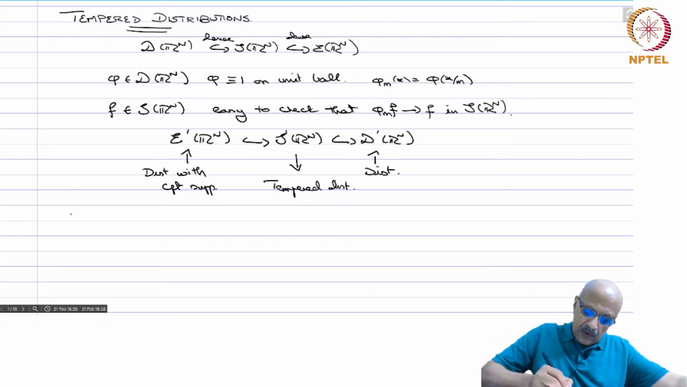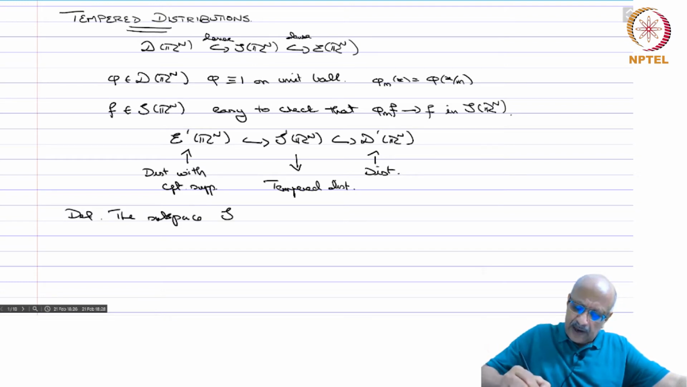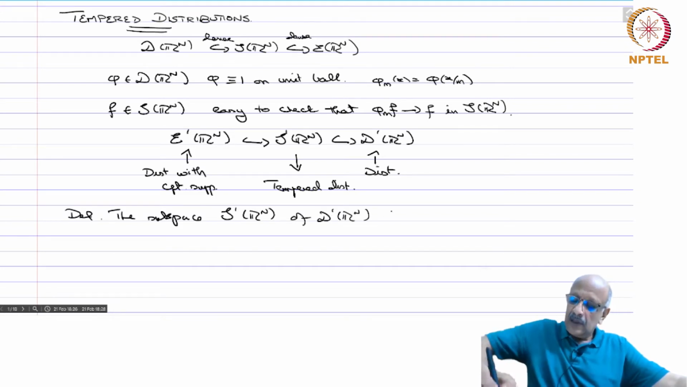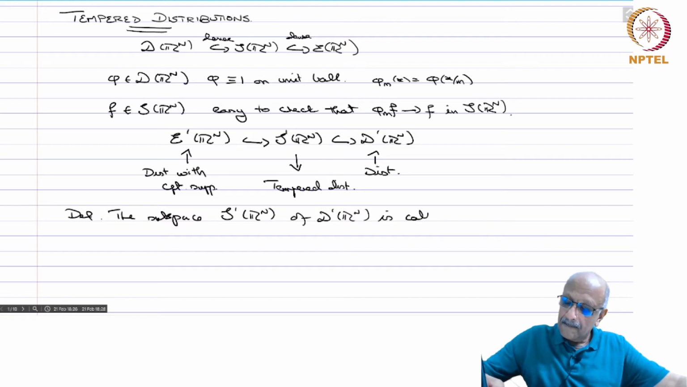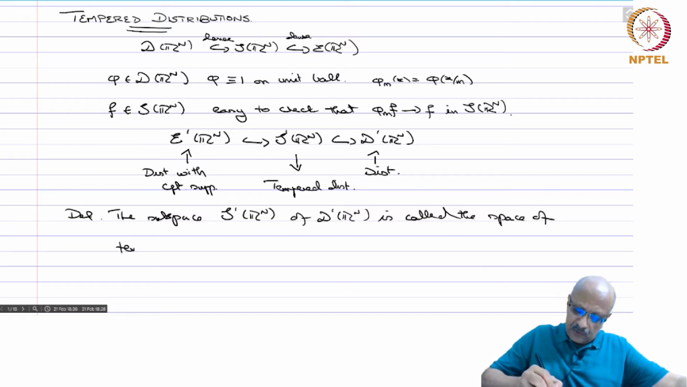Okay, so the definition: this subspace S prime of Rn of D prime of Rn is called the space of tempered distributions.